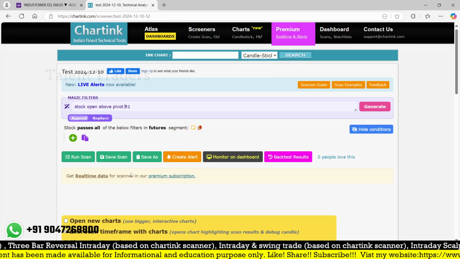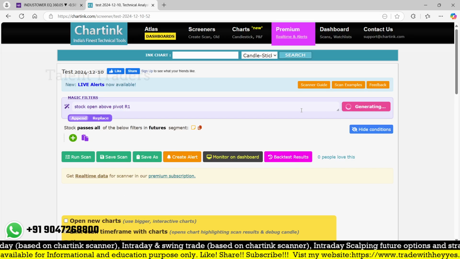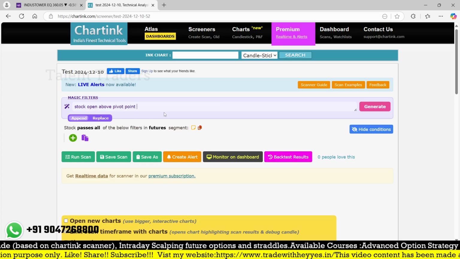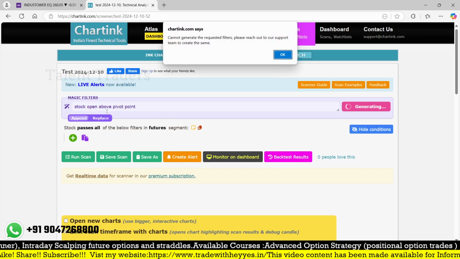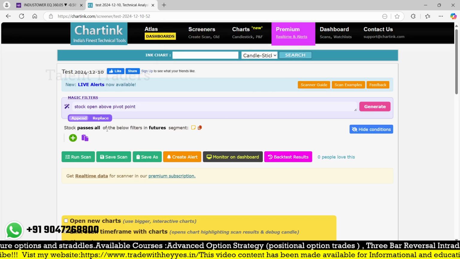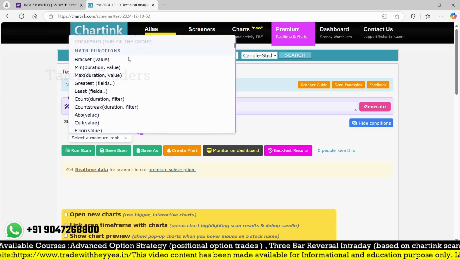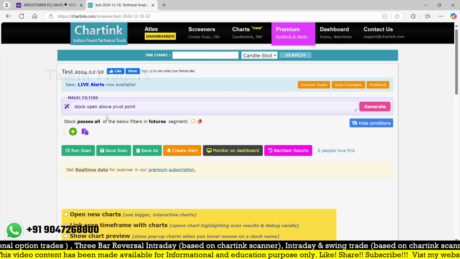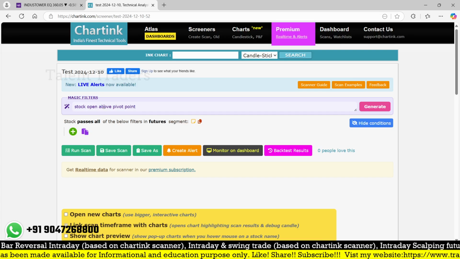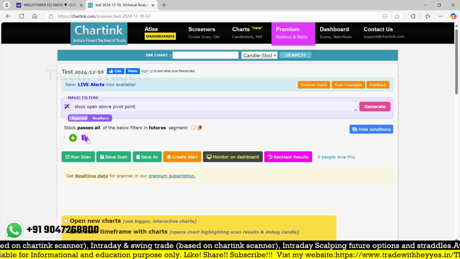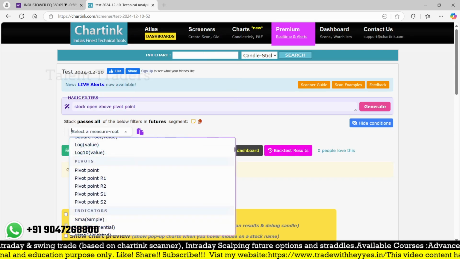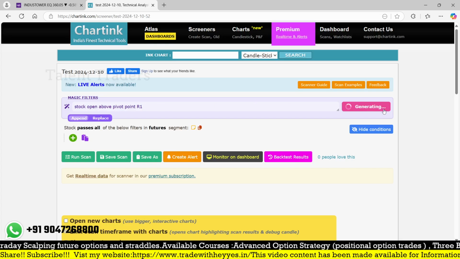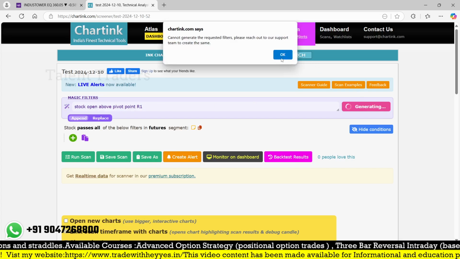Pivot. I think pivot R1 is there in the default, or stock open above pivot point. That may be working. I think it couldn't generate that. So let me check the pivot condition. What is the name of the pivot? Pivot point R1. So pivot point, stocks open, pivot points. So some of the things are also not available. Pivot point R1. If it is possible, it's not generating.